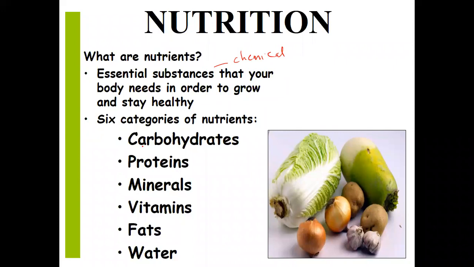They are carbohydrates, proteins, minerals, vitamins, fat and oil, and water. So these are the six we have, sometimes called fat and oil.